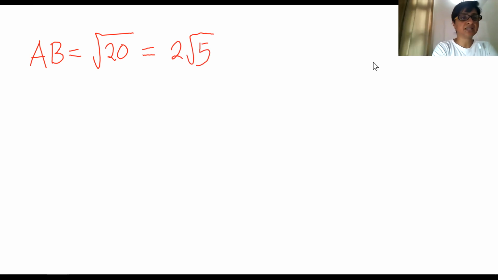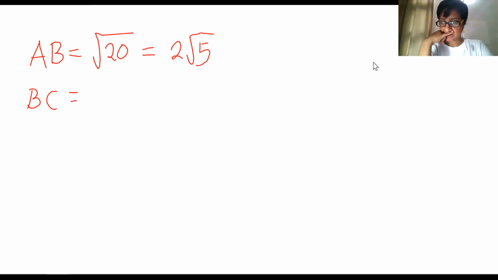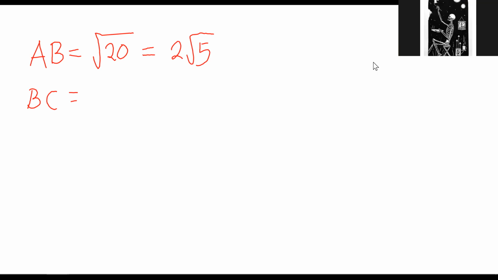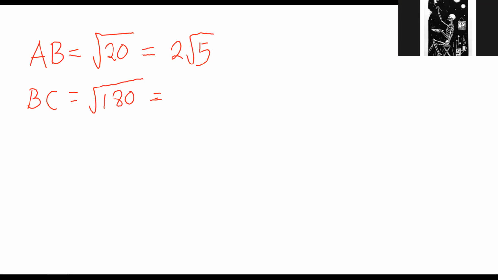And length BC is how much? 6 root 5. Is it root 180? Yes, miss. So you get root 180, which can be simplified. I'm not showing you the steps of simplification. Hope you remember all this. That simplifies to what was it, Aisha? 6 root 5, miss.